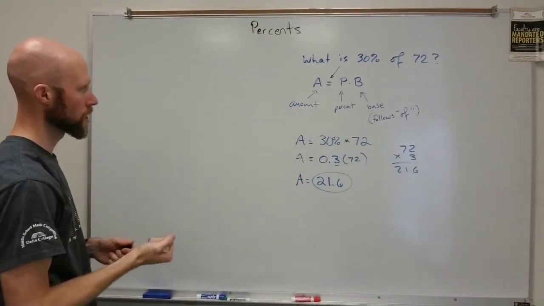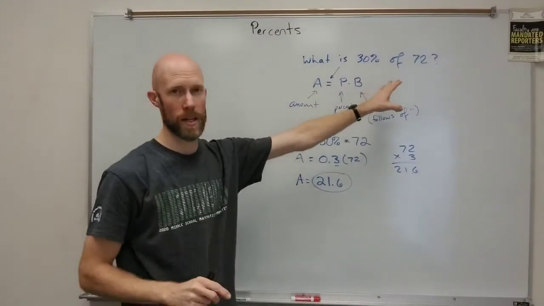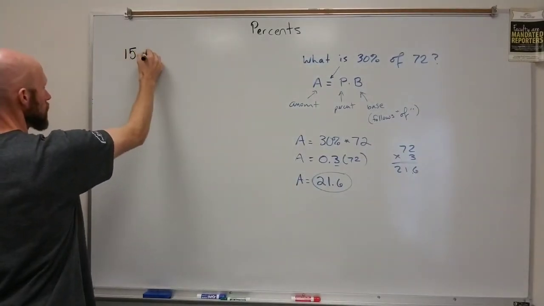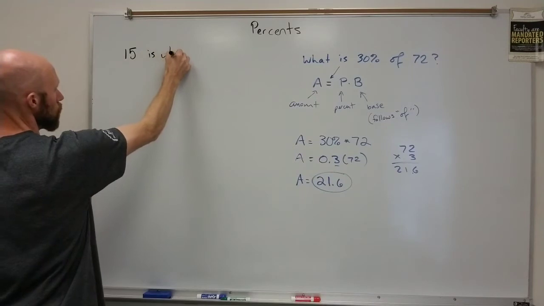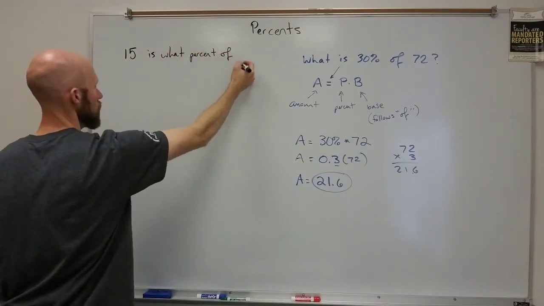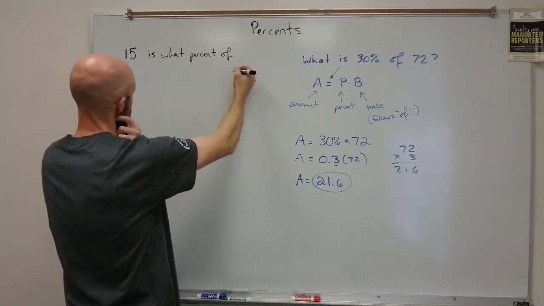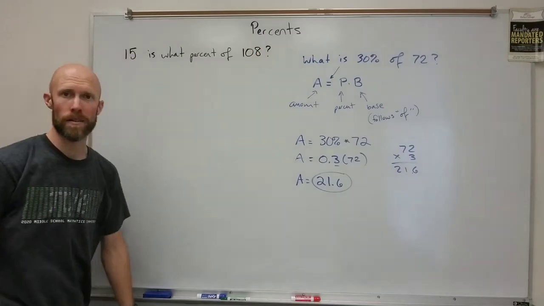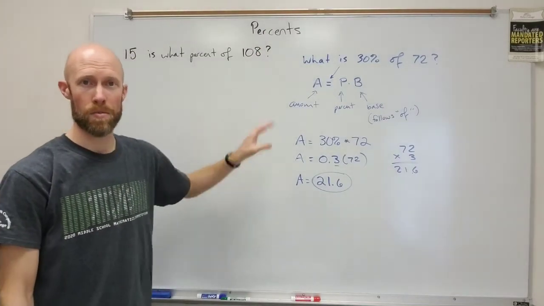What I'm more interested in is putting the unknown quantity in a different location. So you could say something like 15 is what percent of, I don't know, 108, something like that. 15 is what percent of 108.